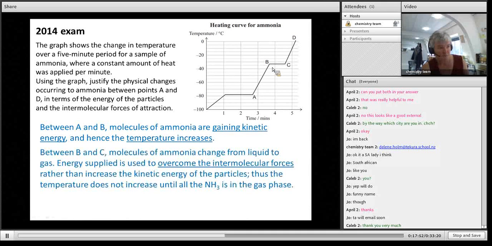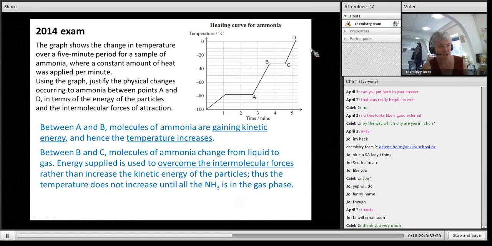But between B and C, you're now getting to the boiling point. Okay, so you're changing from liquid to gas, because you had this flat part over here. So that can't be changing from solid to liquid, because then what on earth is this bit down here for? So this is going from solid to liquid, liquid to gas. And then you have to explain about having to break all the intermolecular forces to separate the particles. Okay, and that's why the temperature doesn't increase.